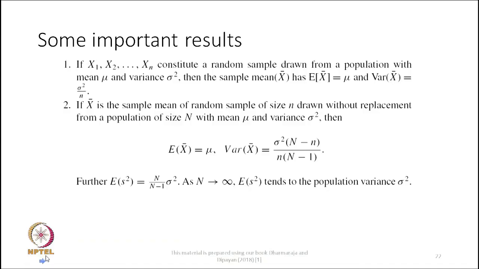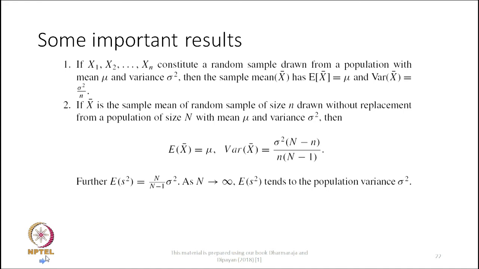Now, I am coming back to some important results on statistics. We have already discussed what a random sample is, what the population is, what the distribution of the population is and so on. Suppose you do not want to fix the distribution for the population, still you know the population mean is mu and the variance is sigma square.